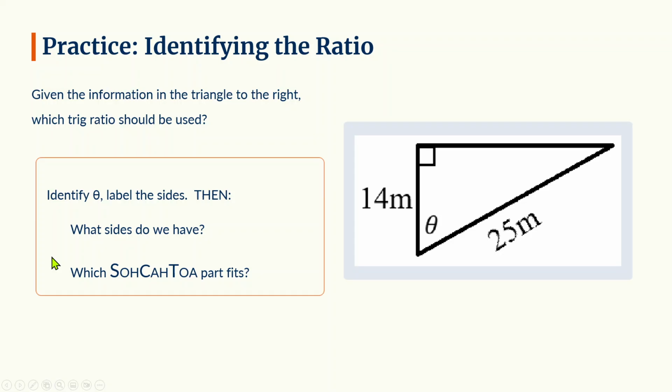So let's practice. So here's information I have in the triangle. I have theta labeled, but not the sides. So we're going to have to start by labeling the sides, and then we're going to have to figure out which of sine, cosine, and tangent could be used based on the sides we know.